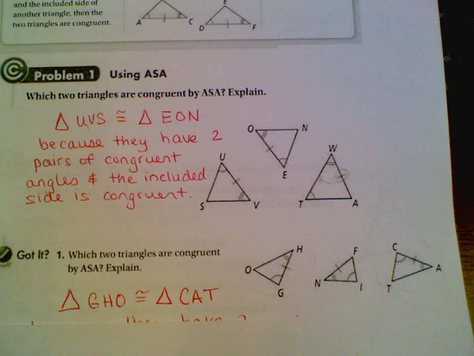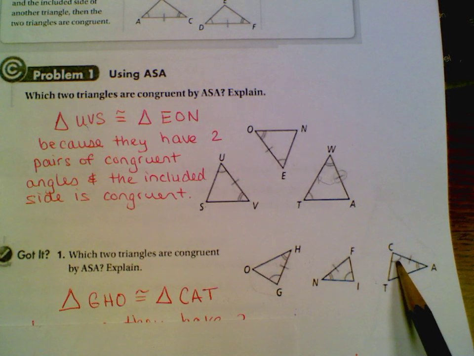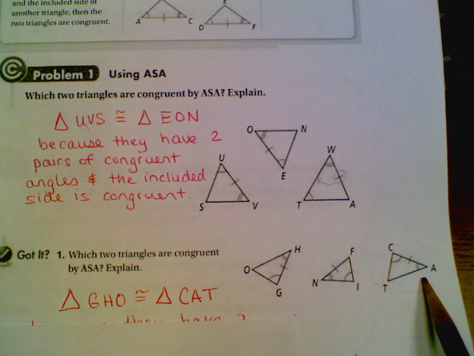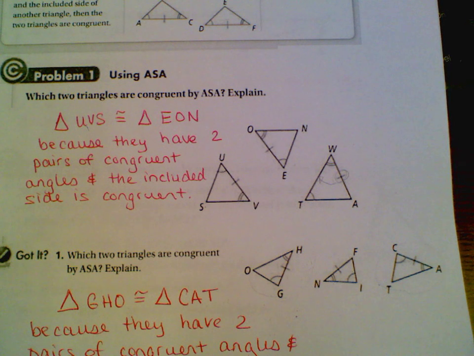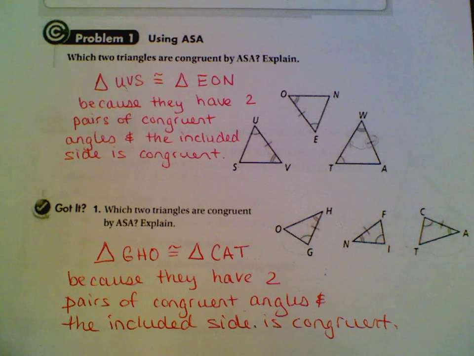Now I need to write my congruency statement where I match up my corresponding parts. So G has one arc, so it's going to correspond to C, so that's why I put those first. H has two arcs, so that's why it's going to correspond to A, and then last would be O and T. So my explanation was because I have two pairs of congruent angles, and then the included side is congruent.